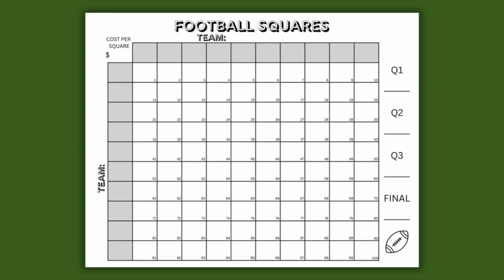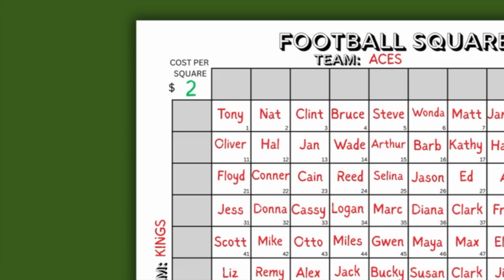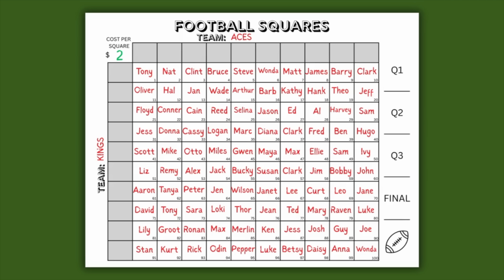To start, write the home team name across the top and the away team name on the side of the template. Players will then take turns choosing squares by writing their name in the square they want. Players can pick one square or several, depending on how many players you have. Traditionally, a small amount of money is charged for each square to build a pot, which is then split up as prize money for the winners.